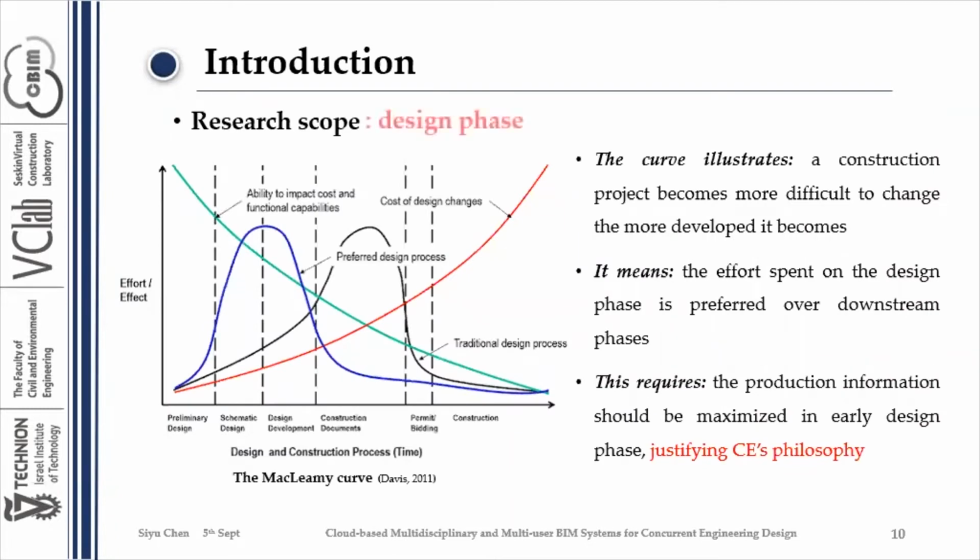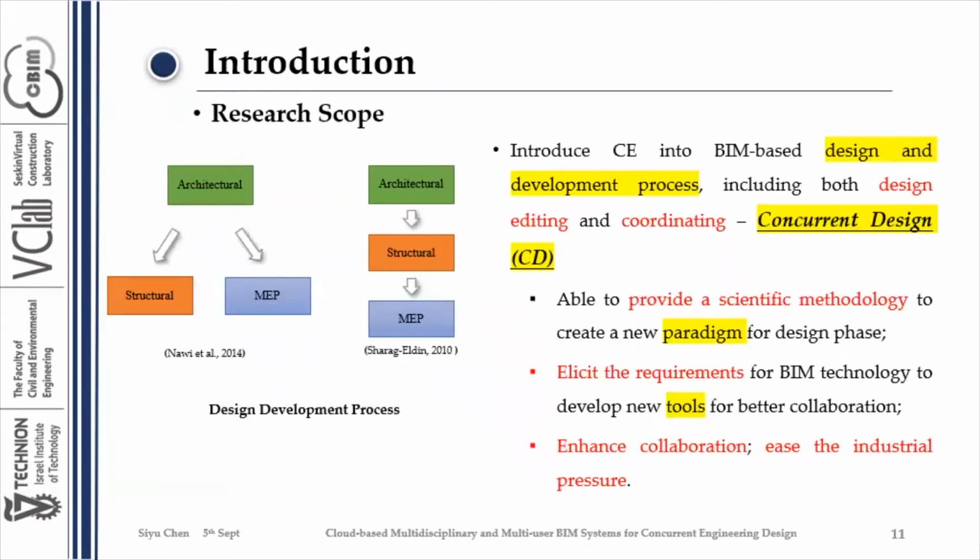Therefore, we decide to narrow down the research scope into the design phase. Okay, then let's take a look at how people work in the design phase. So basically, it's still a sequential practice. In a construction project, the architect's team will produce the architectural model or design first, and then pass all the documents or information to the structure engineers for generating the structural model.